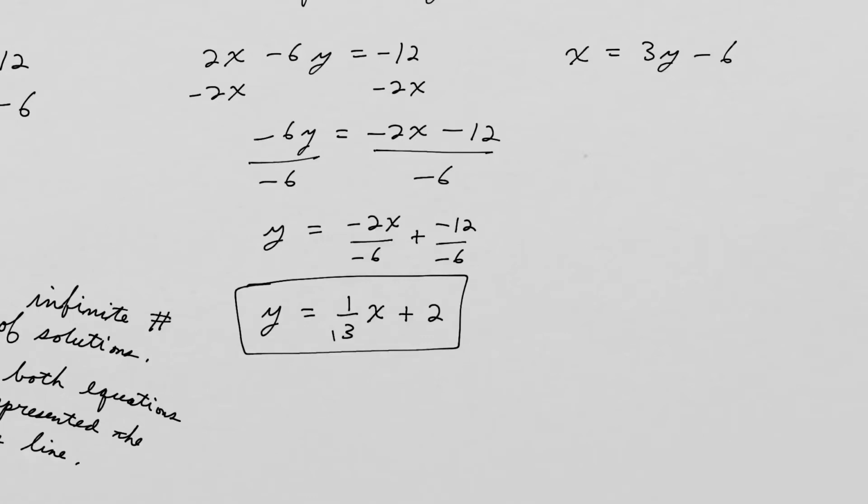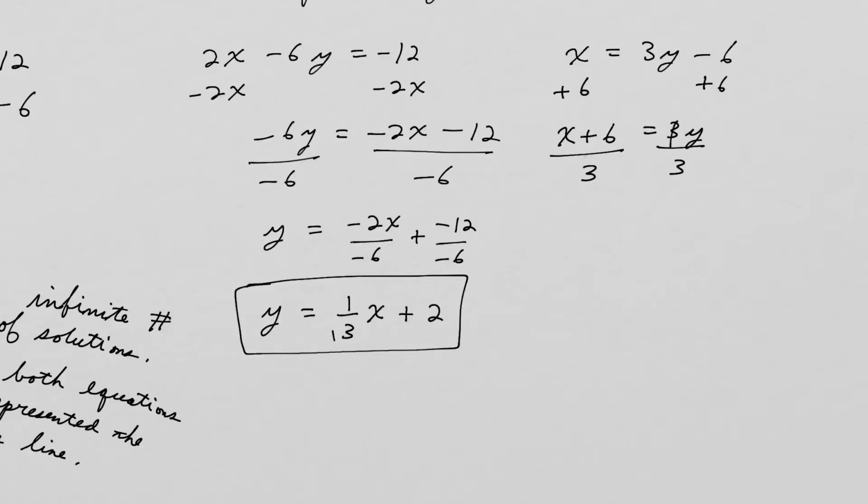So let's do the same thing for this equation. I'm going to solve for y again, right? So I can add 6 to both sides. So I get x plus 6 equals 3y. And then divide by 3.